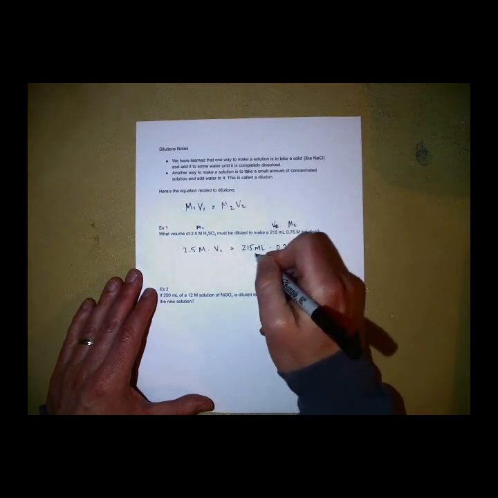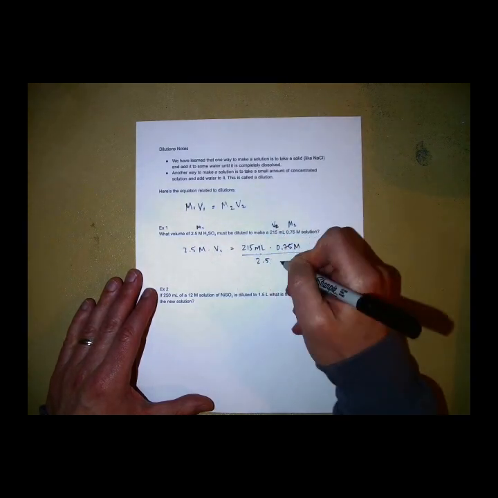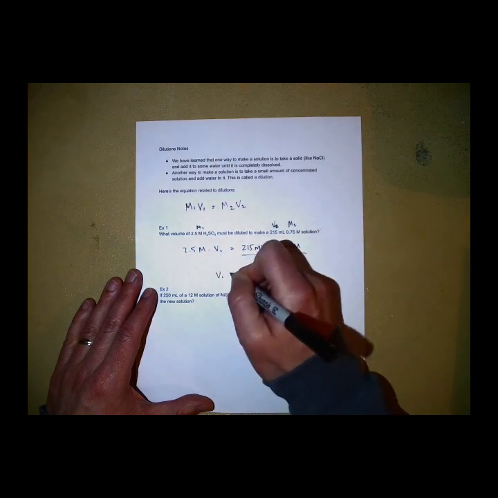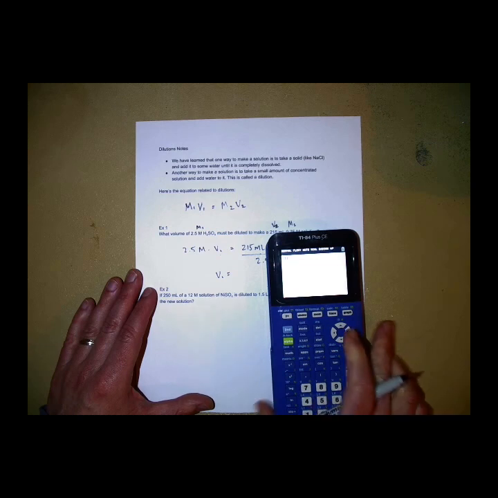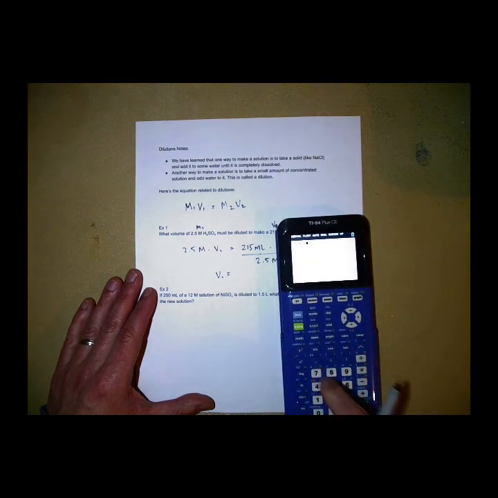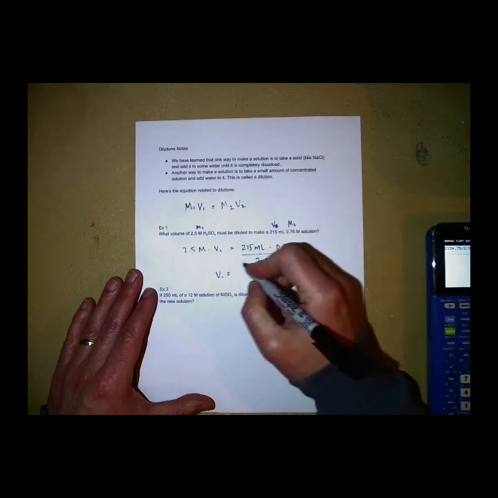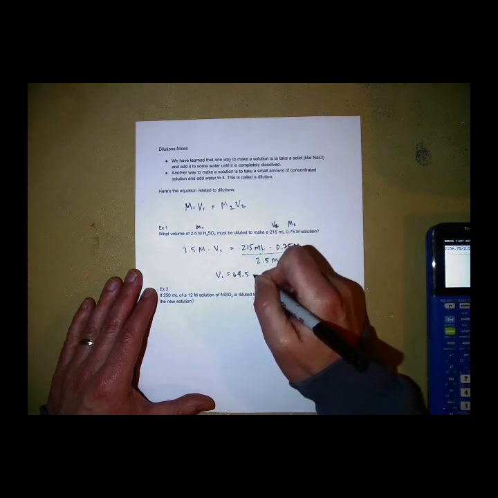So solving is very simple. Just divide both sides by 2.5. And you get V1 equals 215 times 0.75 divided by 2.5. I got 64.5, and that would be milliliters for your answer.